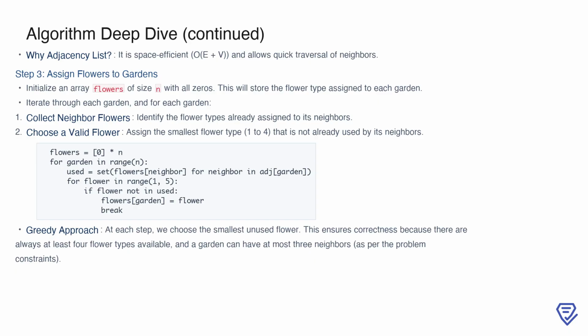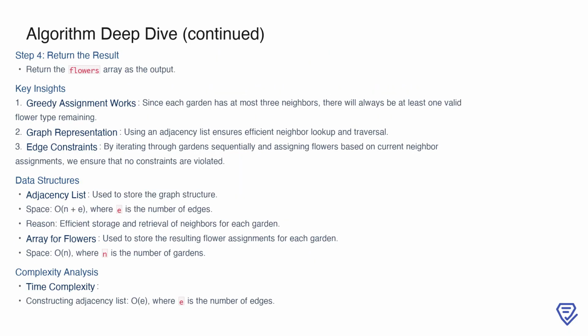This greedy approach ensures that the constraints are satisfied, as the problem guarantees that each garden can have at most 3 neighbors, leaving at least 1 flower type available for assignment. Once all gardens have been assigned a flower type, we return the flowers array as the result. The greedy approach works effectively here due to the problem's constraints. Since each garden has at most 3 neighbors, there is always at least 1 valid flower type available.